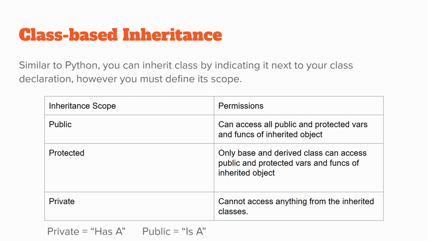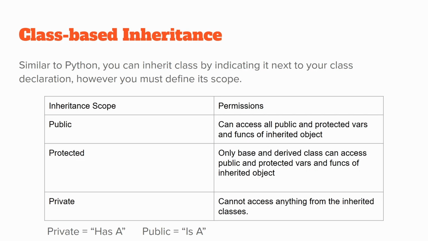And now we're on to class-based inheritance. It's similar to Python, where you can inherit classes by indicating the base next to your class declaration. However, you must define its scope. Listed here, I have a table showcasing all the different types of scopes that are available to you. So, you are probably familiar with public and private. The public scope allows you to access all public and protected variables and functions of an inherited object.